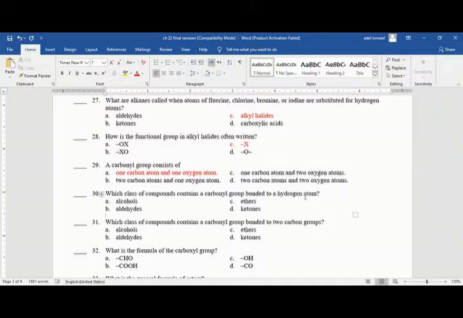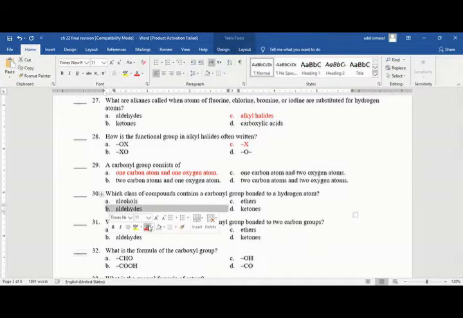Alcohol? No. Alcohol is OH. Okay, ROH. But I have CHO. This is aldehydes. Okay, aldehydes. And the difference between ketones and aldehydes: ketones are CO, okay, while aldehydes are COH or CHO.